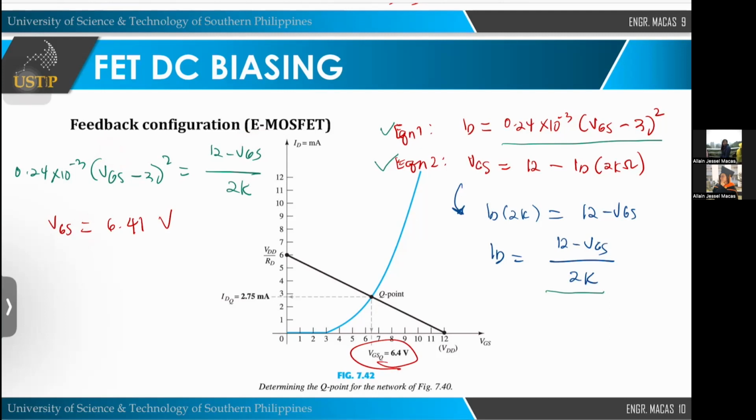So with 6.41, I can substitute it into either equation. I can substitute it here or here. So I substitute it here: 12 minus 6.41 over 2K. The ID we get on the calculator is 2.795 milliamperes. Okay? So that is the same as the graphical result.